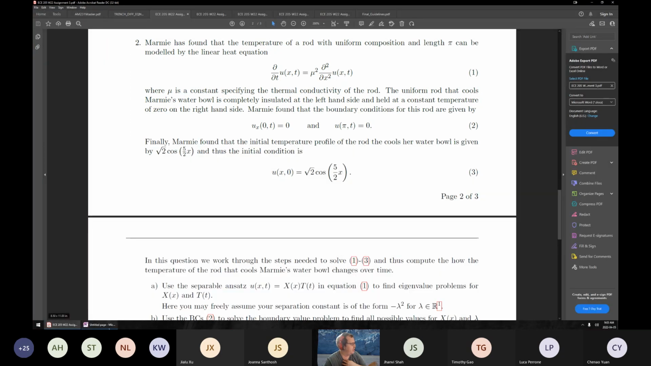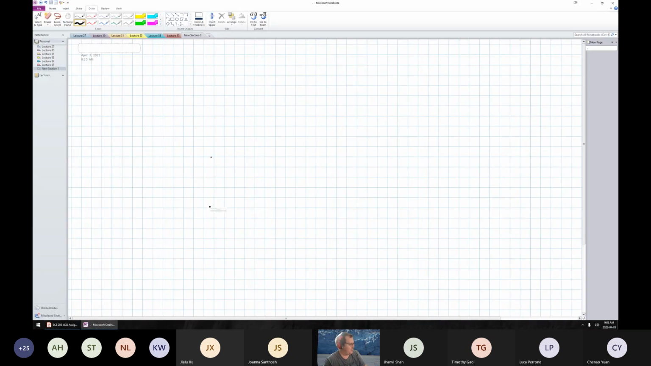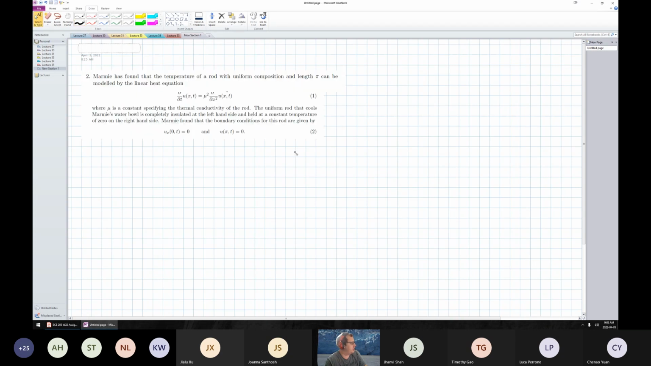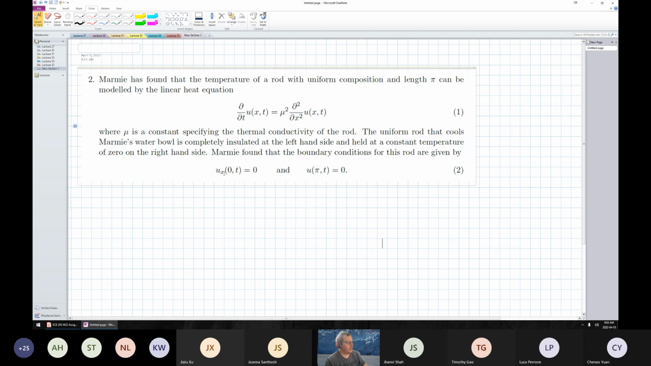Okay, tiny little text. There we go. Okay, and let's blow that up. So we're going to solve the heat equation with these boundary conditions. These are different than the boundary conditions I did previously in class. And so I have to think of a function that matches these boundary conditions.